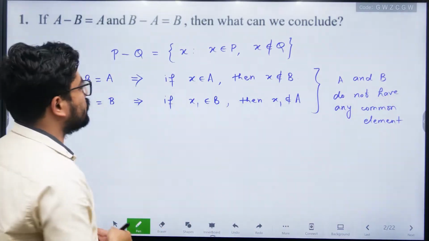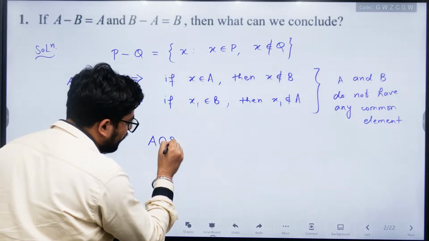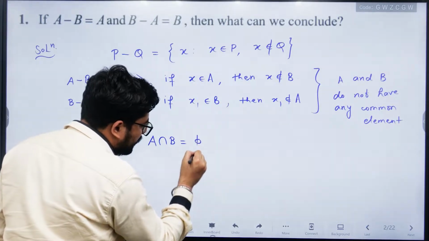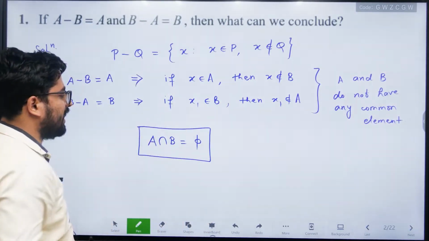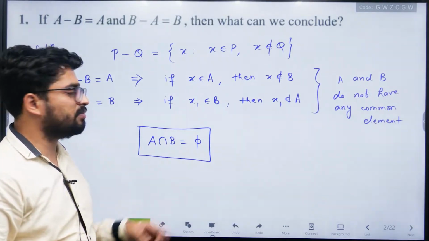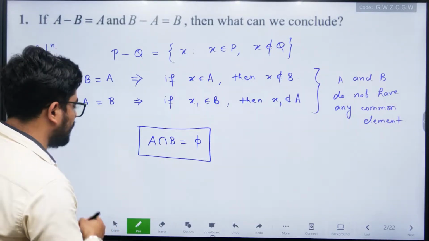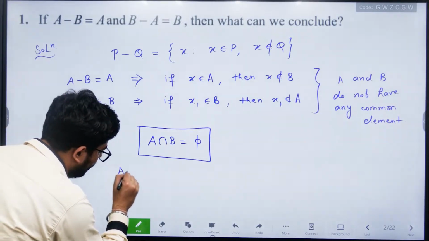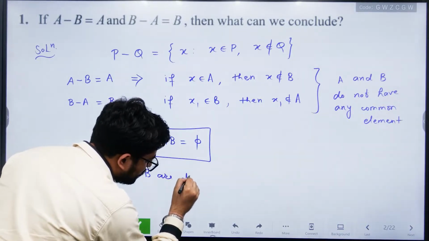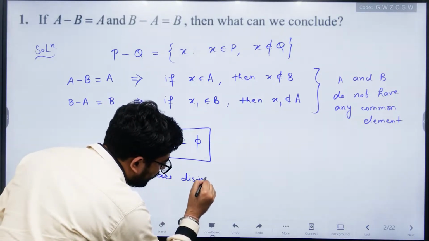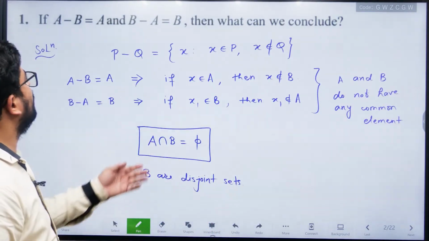So the meaning of this is: A intersection B is equal to what? That's an empty set. So from here we can conclude that A intersection B is equal to the empty set. Whenever the intersection of two sets is empty, then you can say A and B are disjoint sets. Okay, disjoint sets. So this is your answer.